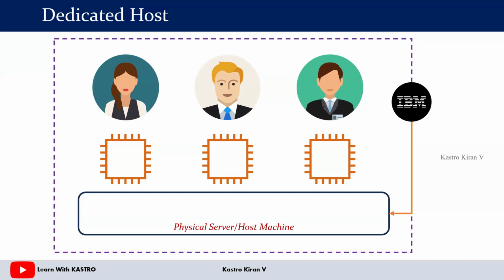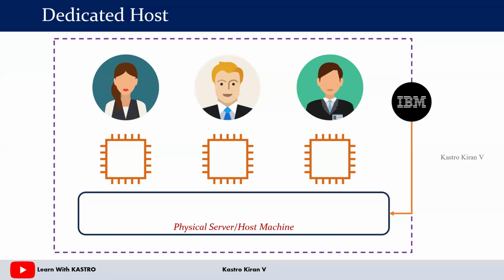Now, who can launch the EC2 instances on the physical server? Only IBM employees will be able to launch. So IBM employees will be given access to this host server, and then they are going to launch the EC2 instances on the same physical server. Now, is there any chance that outsiders can come and hack the EC2 instances? It's not possible. So that is the difference between shared host and dedicated host.